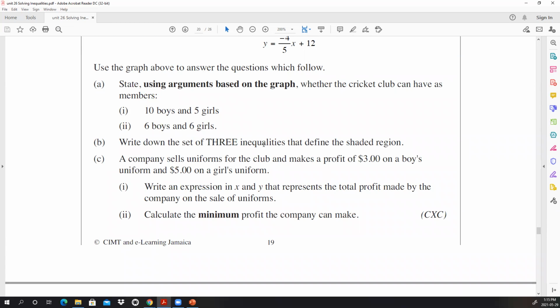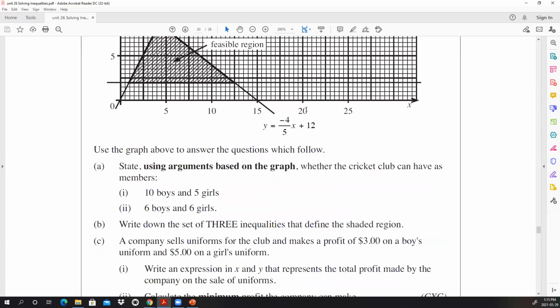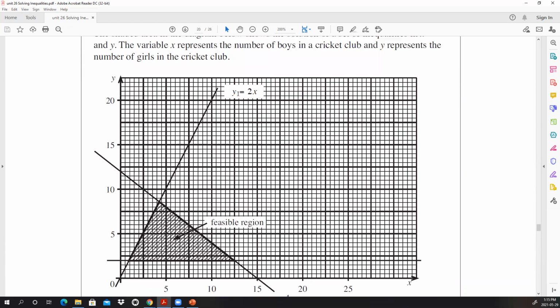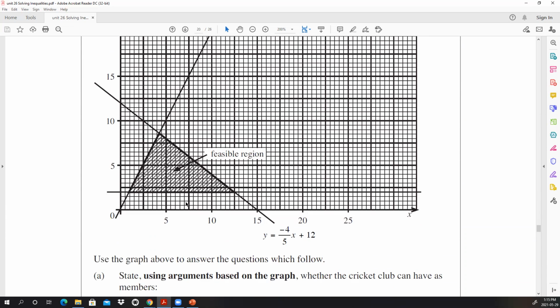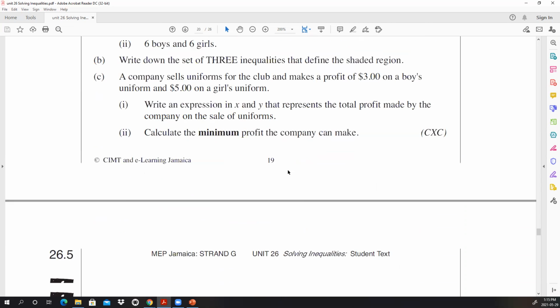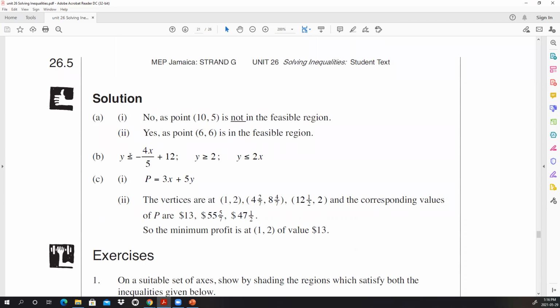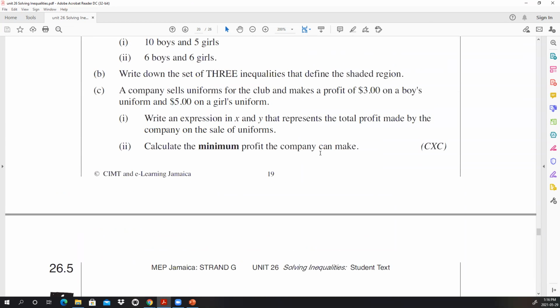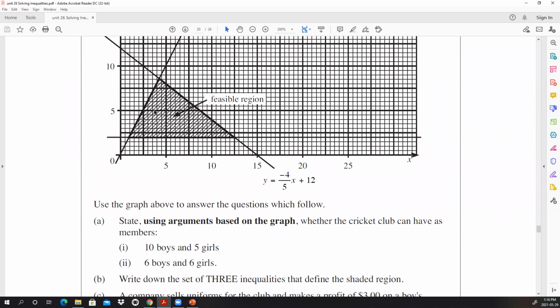So right now, a set of 3 inequalities define the shaded region. As I was saying before, you have y less than 2x, y less than minus 4x over 5 plus 12, and y greater than 2. Those describe what's going on here.